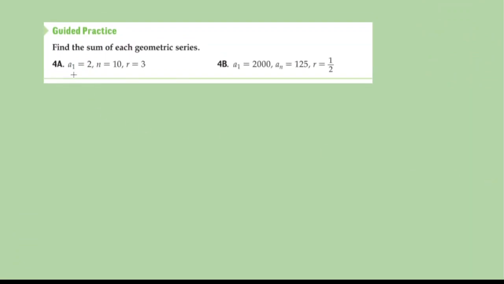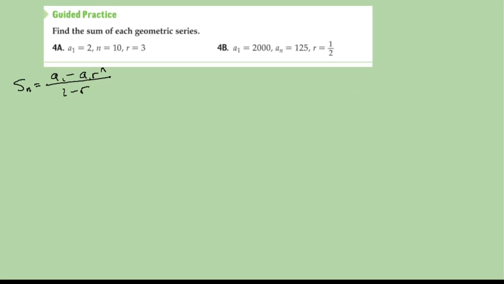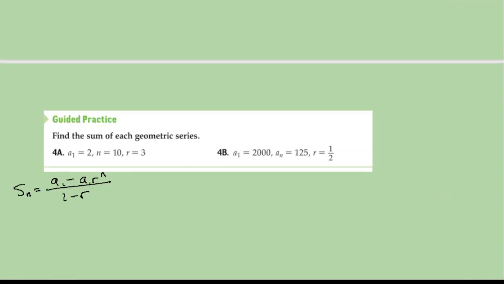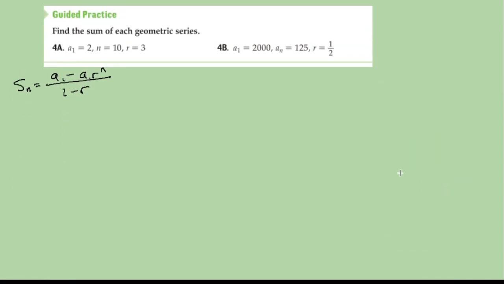So this first one, find the sum of the geometric series. Well, they're giving us exactly what they gave us last time. So we have this S of n is equal to a sub 1 minus a sub 1 r to the n over 1 minus r. Okay, I'm just going to check to make sure I wrote that right, and it looks like I did. Okay, so I'm going to use this. So this is what I have here.